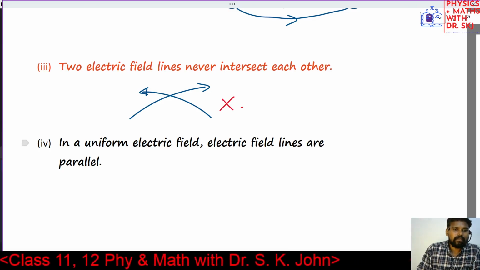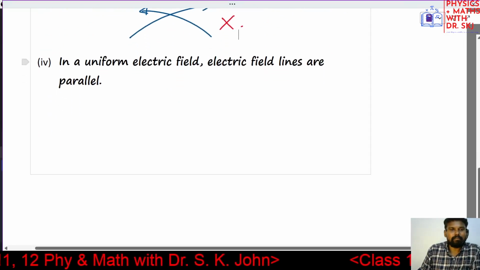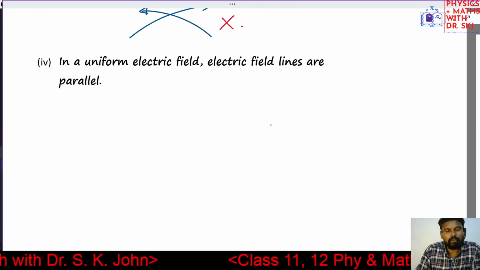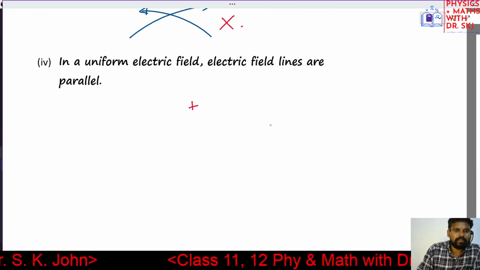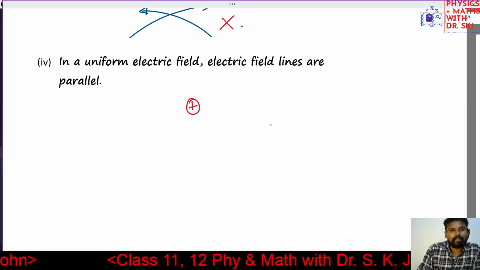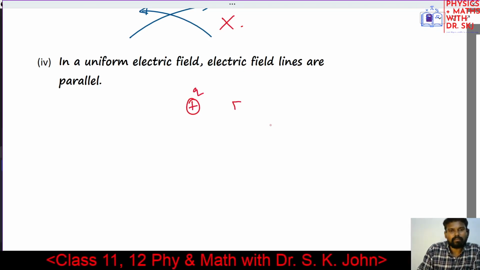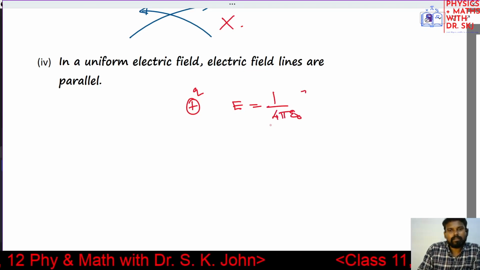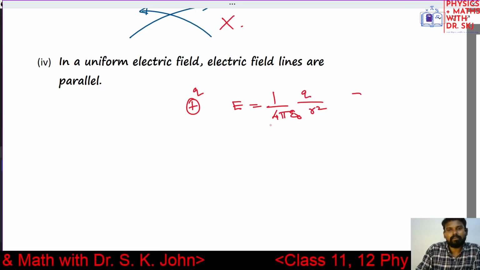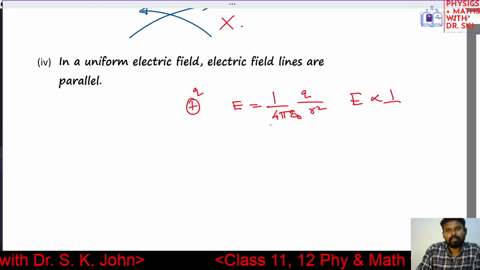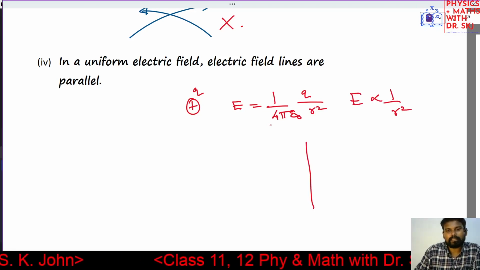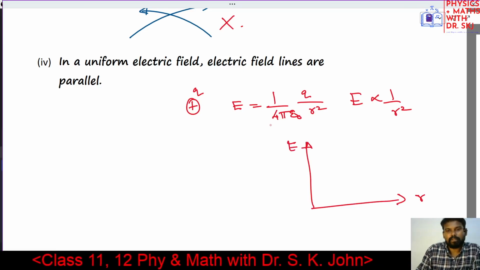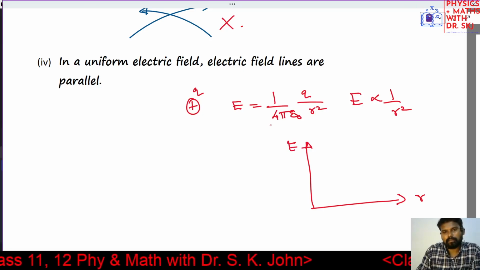In a uniform electric field, lines are parallel. So what is a uniform electric field? Uniform means it's constant everywhere. If you consider a positive charge, you know the equation for electric field. It is equal to 1 by 4 pi epsilon 0 q by r square. So this field is inversely proportional to r square. That means as r increases, the electric field decreases. If you draw the graph, it will be like this.